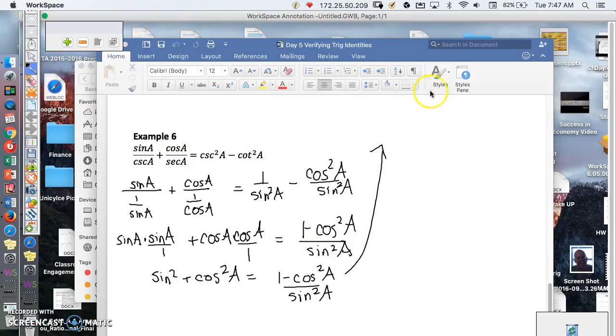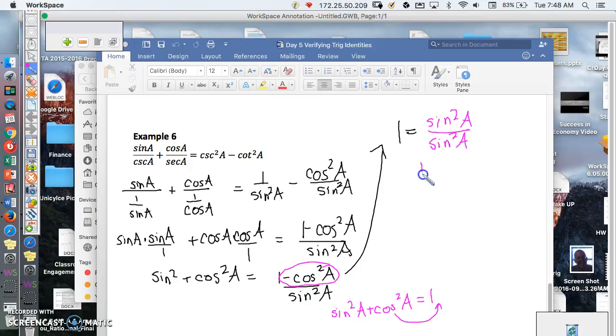Well, sine squared plus cosine squared, that's that Pythagorean identity, so that's 1. And then once again over here, I notice that we have that Pythagorean identity. It's this, so 1 minus the cosine squared equals the sine squared. So we have sine squared over sine squared of A. So 1 equals 1. So those two are true.